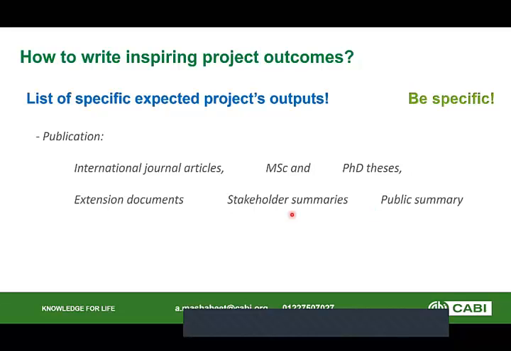Including these three components sends a very good message to reviewers that you're not confining yourself just to your lab and your science, but you show that you are open to society and you're putting the science in the service of society, all the way from technical applicators with the extension documents, to stakeholders and policymakers with their summaries, and also to the public summary. These public summaries could be written.